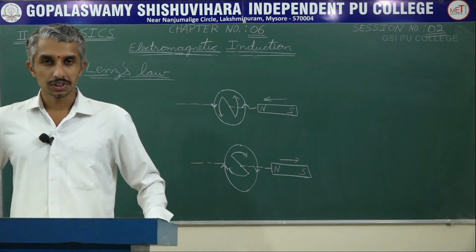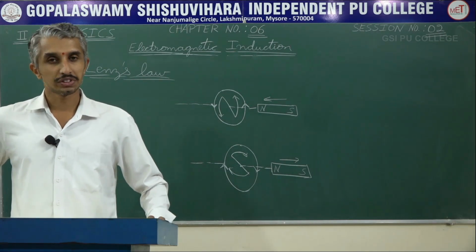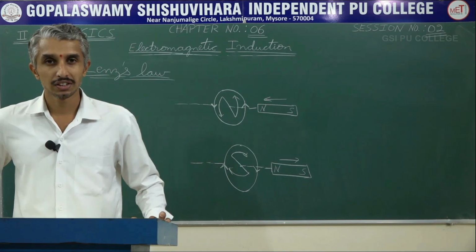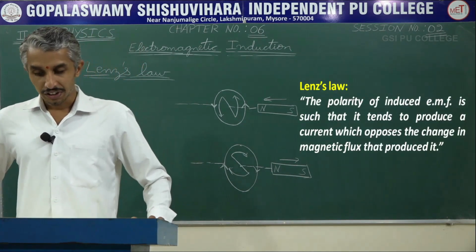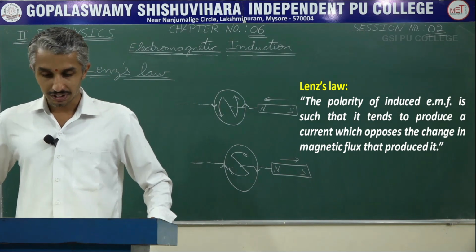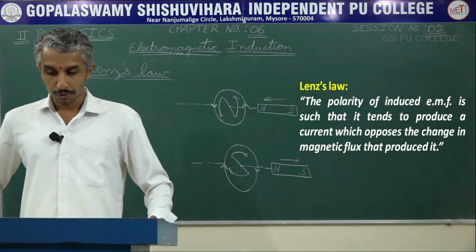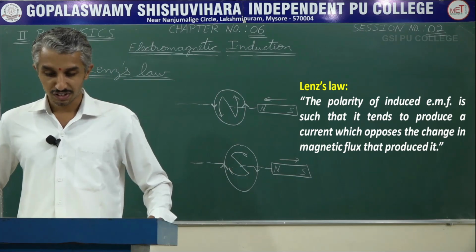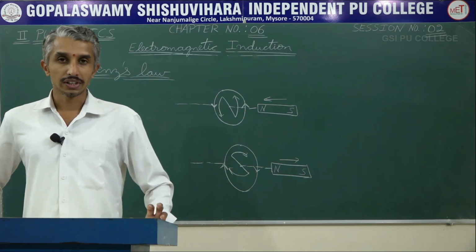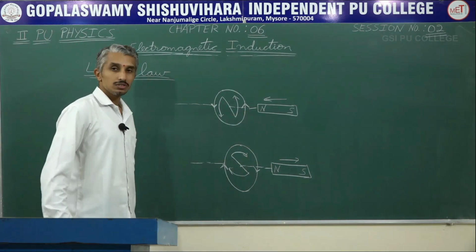Lenz law gives us the polarity of the induced EMF. So, what does Lenz law tell? The statement is: the polarity of induced EMF is such that it tends to produce a current which opposes the change in magnetic flux that produced it. We will try to understand. So, here we have two diagrams.